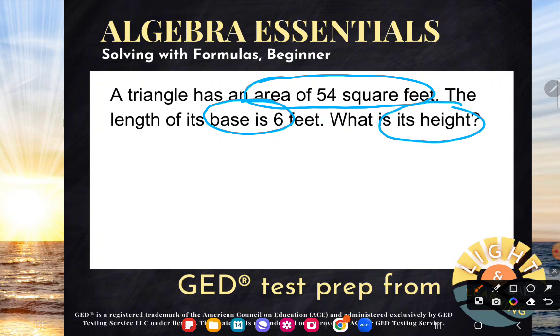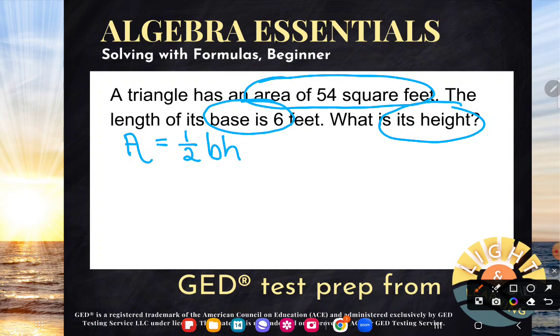And if you look at the GED formula sheet, in the very first section under area, we have a formula. The area of a triangle formula relates the base and the height of a triangle like this. It says the area is equal to 1/2 times base times height.